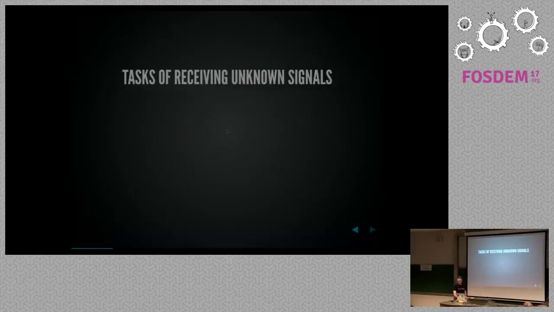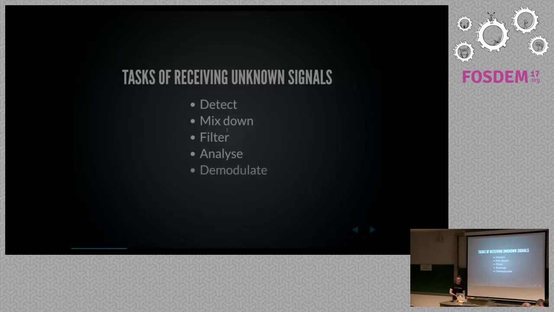So OK, what do we have to do if we want to receive unknown signals? First off, we have to detect them. So the question is, where is the signal located in the spectrum, and what's its bandwidth? If we have done that, we need to mix it down into a complex baseband, and then we would do something like filter it, decimate it, yeah, to be able to handle the amount of samples. And next, you would start like an iterative cycle of analysis, and then yeah, doing a step to demodulation, then analyze again some parameters and so on. And if you did that some time, you will be able to demodulate the signal. And if it's encrypted, you also have to decrypt it. So these are all the tasks that are possible.